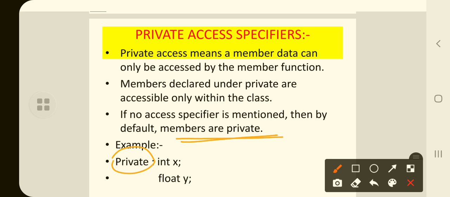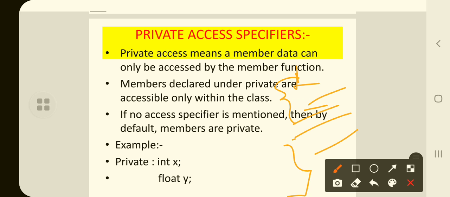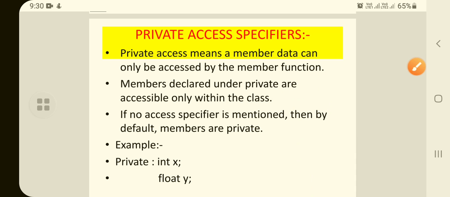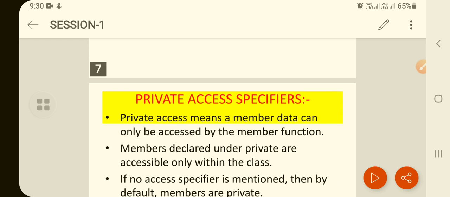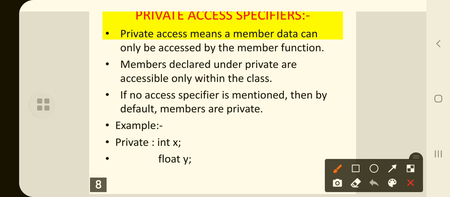Okay. So private access means a member data can only be accessed by the member function. Okay. So private data will not be accessed outside of the function. Assume this is a member function. Here only the access can be done. Outside these curly braces it cannot be done. Okay. So this is the thing with respect to the private access specifier, and if the private access specifier is not mentioned here, then it is considered private only.